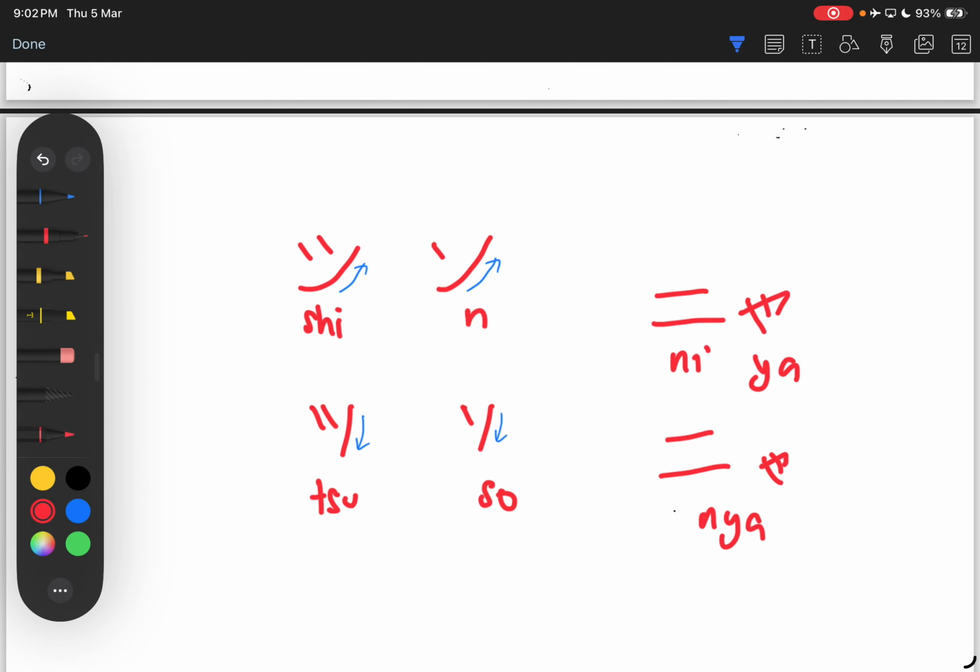Oh my god, I wrote it wrongly. Wait. So Katakana ya doesn't have the center line. In Hiragana there is a line in the middle, but for Katakana there is no line in the middle. So please remember. So ni ya becomes nya. Katakana also has contracted sound. The pronunciation between Hiragana and Katakana is exactly the same. No need for special pronunciation. It's the same.